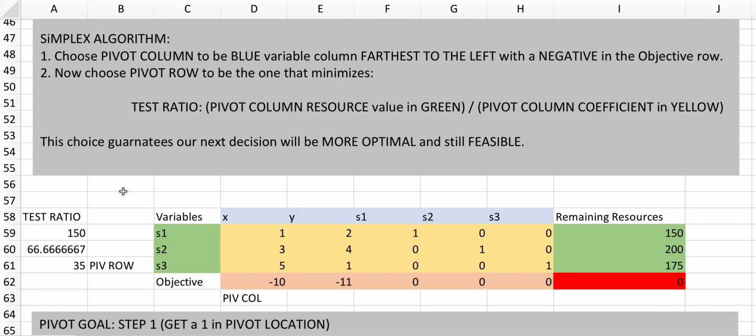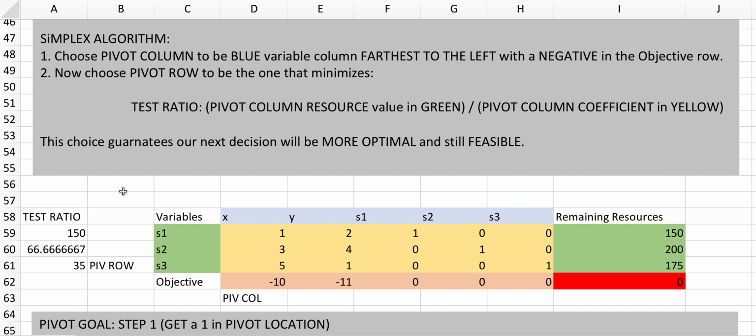So the simplex algorithm, in this step, all we're going to do is decide on how we're going to choose the way we're going to manipulate these equations to get a new decision. All right, and then in later videos, we'll actually show what you actually have to do to make those calculations in Excel.